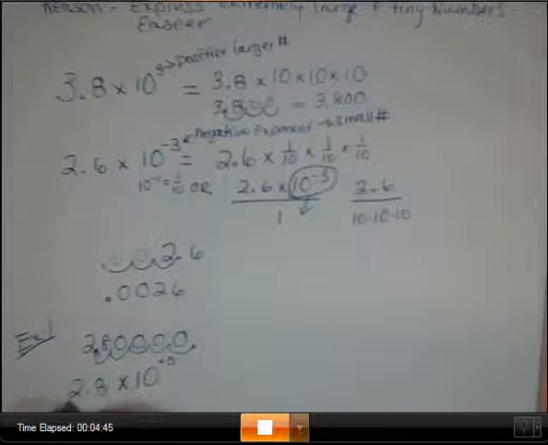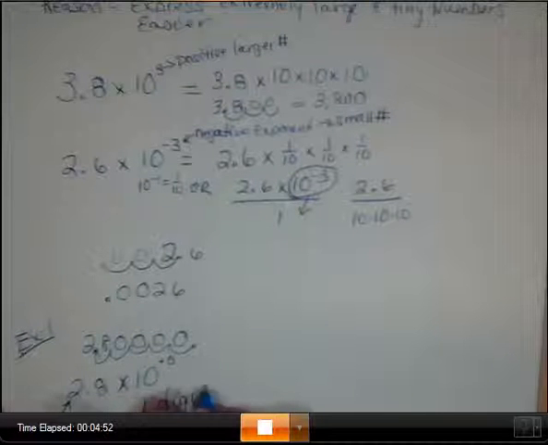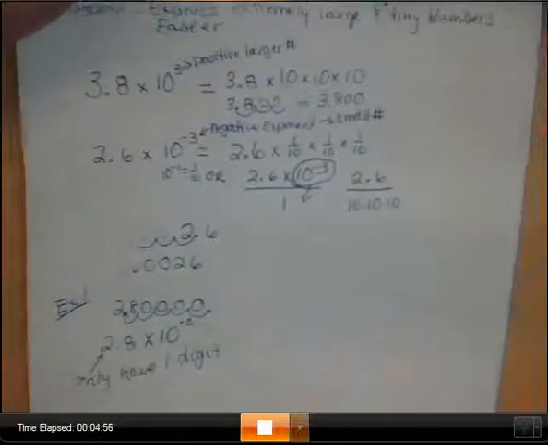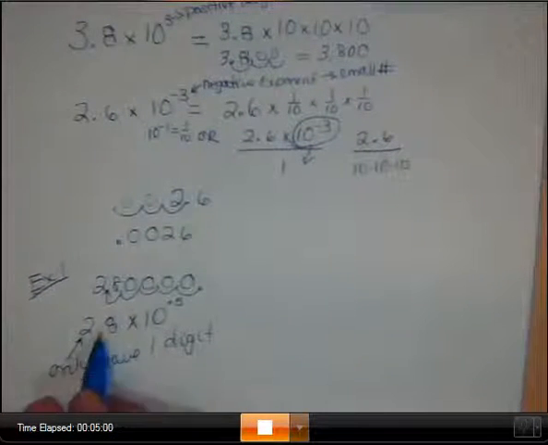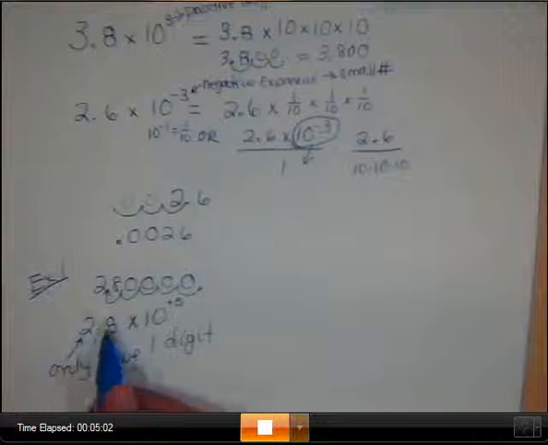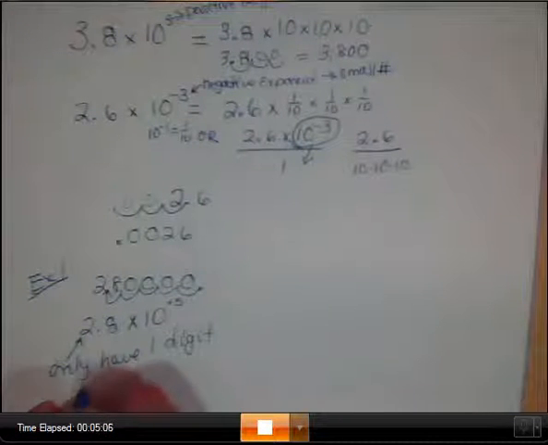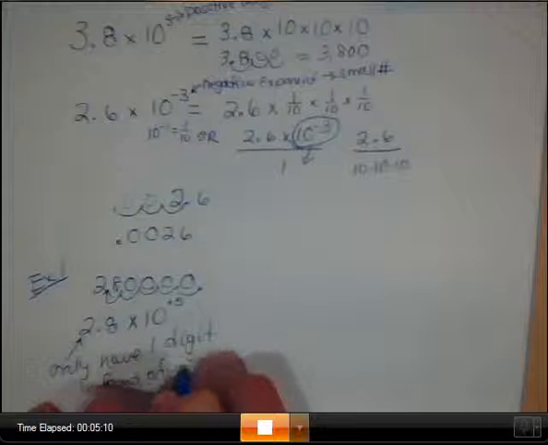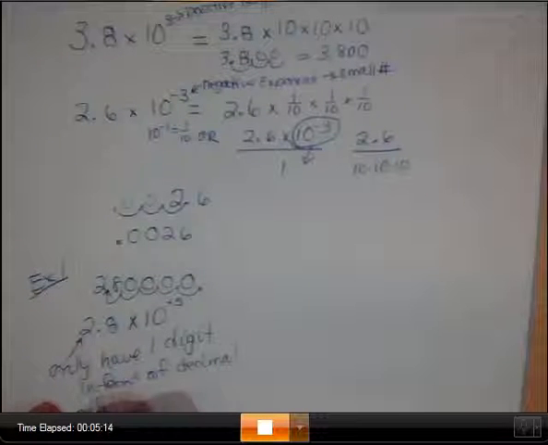We always only have one digit. You cannot have more than one and have it written in scientific notation. So you can only have one digit in front of the decimal point. You can have a lot of digits after the decimal point, but only one digit in front of the decimal. Or only the ones digit.